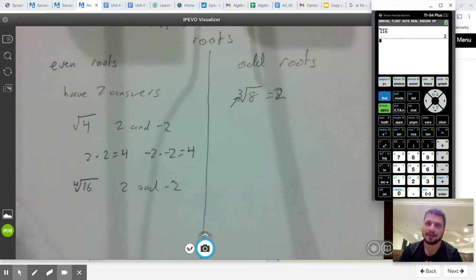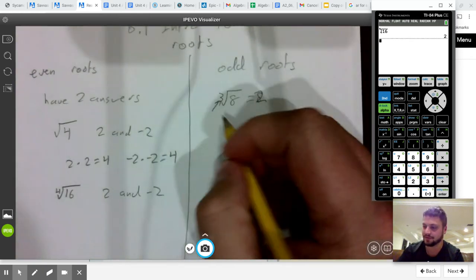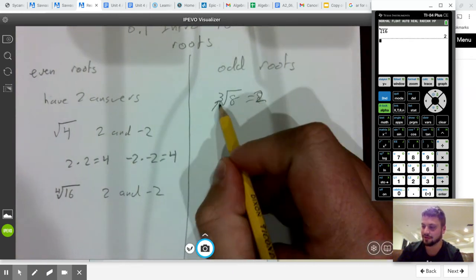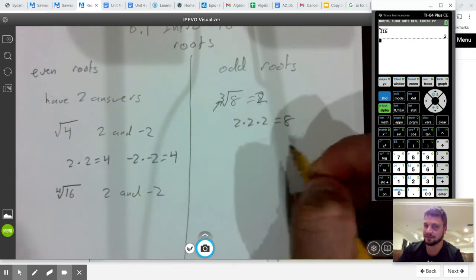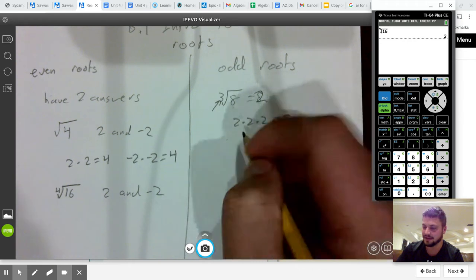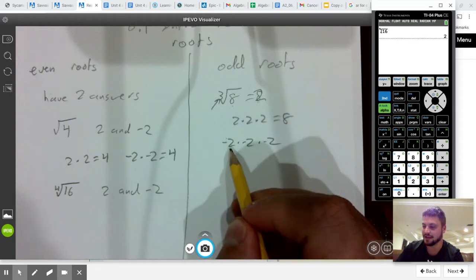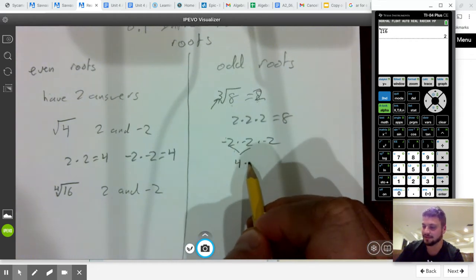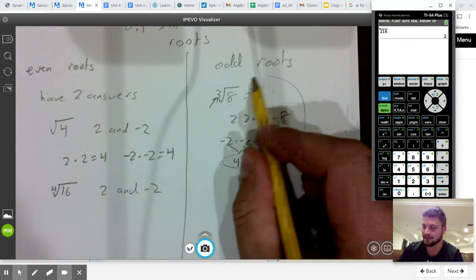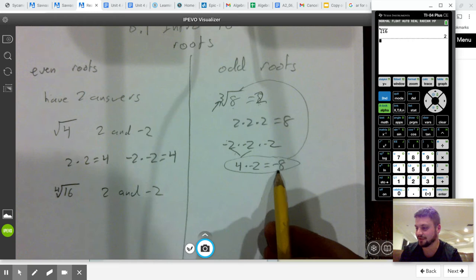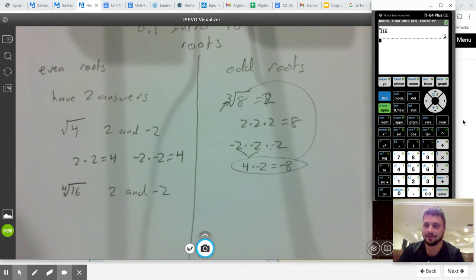Now, odd roots do not have two answers. The reason for that is, for instance, the cube root of 8 is 2, because 2 times 2 times 2 is 8. It is not true that it's negative 2 as well, because negative 2 times negative 2 is positive 4, times negative 2 again is negative 8. This is why negative 2 is not the cube root of 8, because negative 2 times itself 3 times is negative 8.